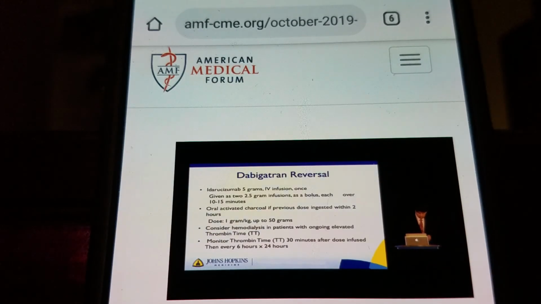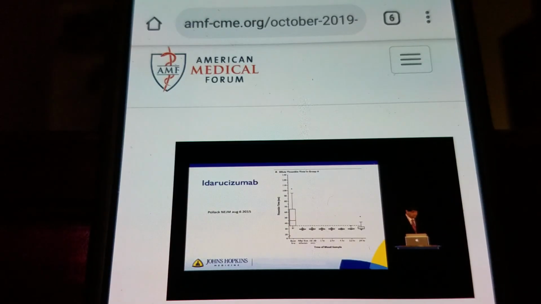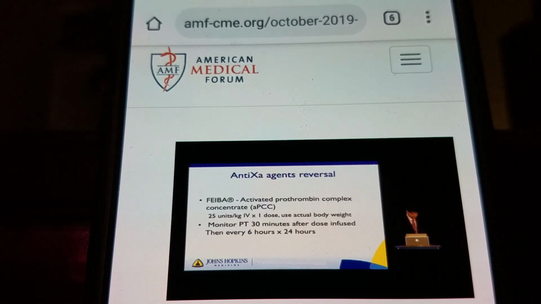And you use the thrombin time to monitor. There is an escape phenomenon, so it works immediately and it binds directly to dabigatran, gets rid of it, but then you can have some dabigatran leach from the rest of the body's cells into the vascular component over 24 hours. So you have to be careful that the thrombin time doesn't go back up the next day.